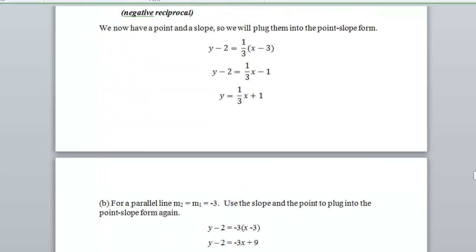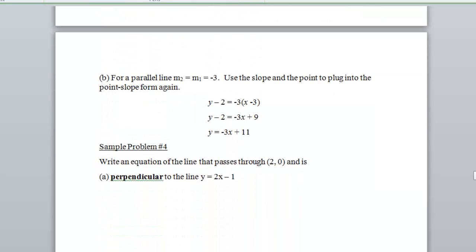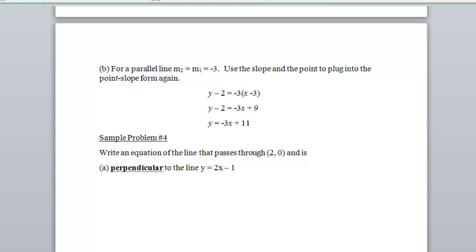Now, in part B, they make it a little bit easier for us, and they simply ask us to find the equation of a line parallel. And so since parallel lines have the same slopes, we're just going to use the negative 3 again. And so in this case, you can see that we've simplified this down to slope-intercept form, and we're done.